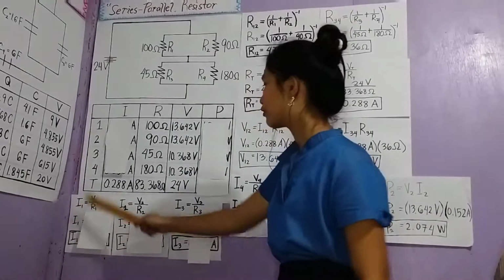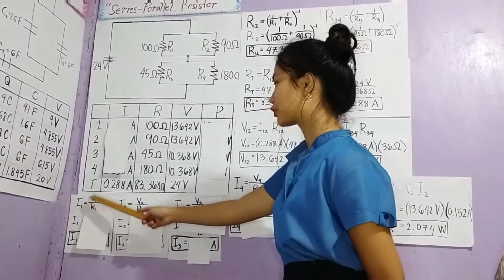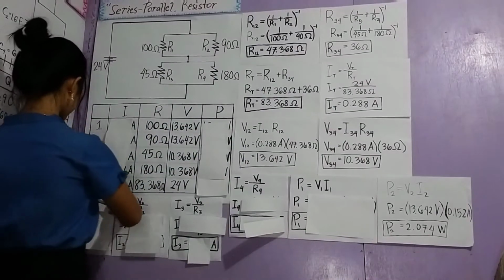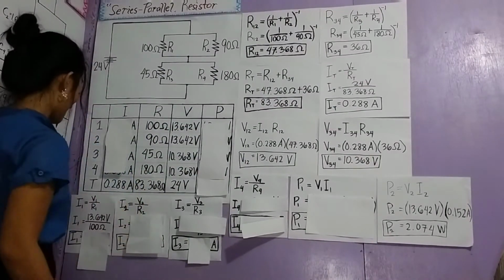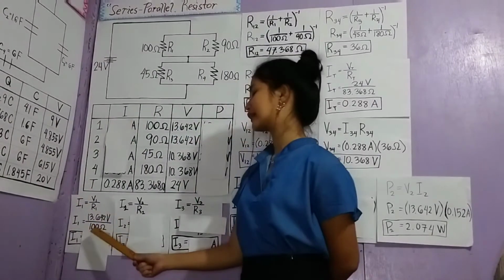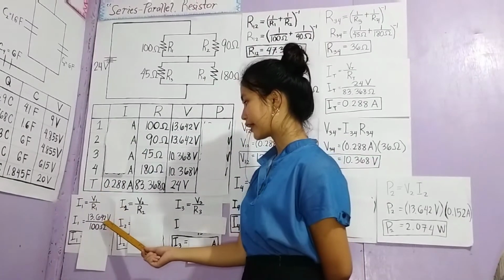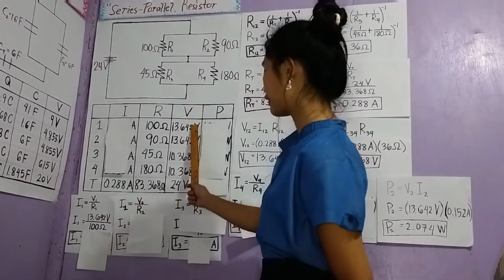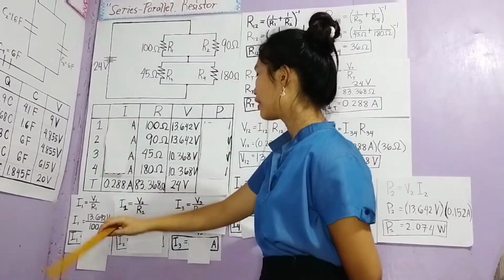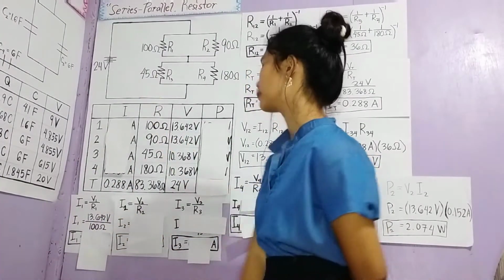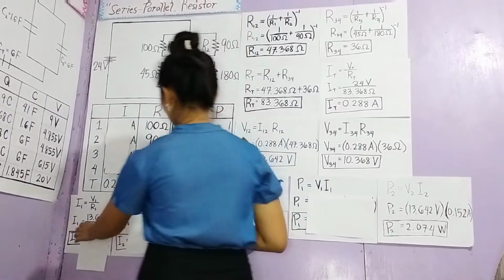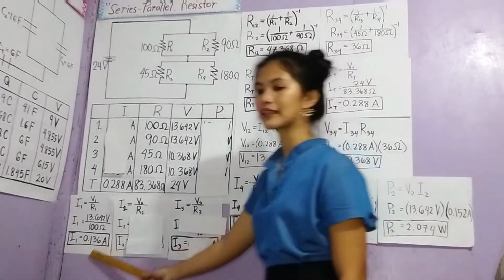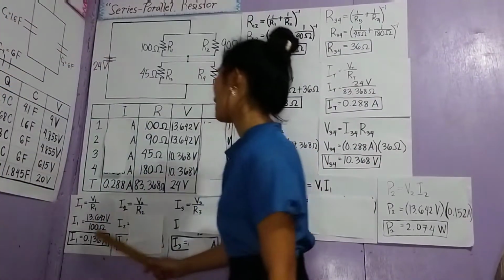So now we have our formula. I1 is equal to V1 over R1, and putting down their values, we have 13.642 volts over 100 ohms, since V1 is equal to 13.642 volts and our R1 is 100 ohms. Using the calculator, we get an answer of 0.136 amp.